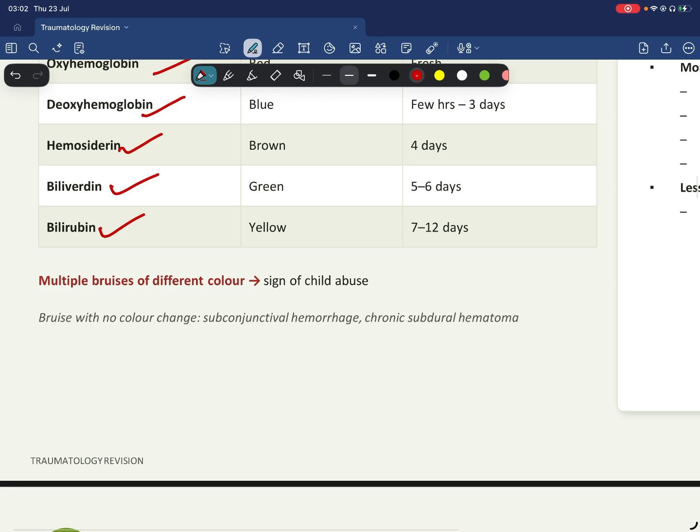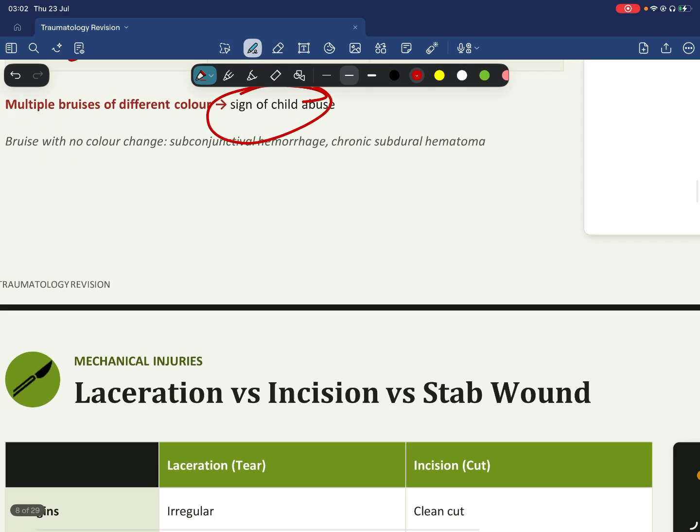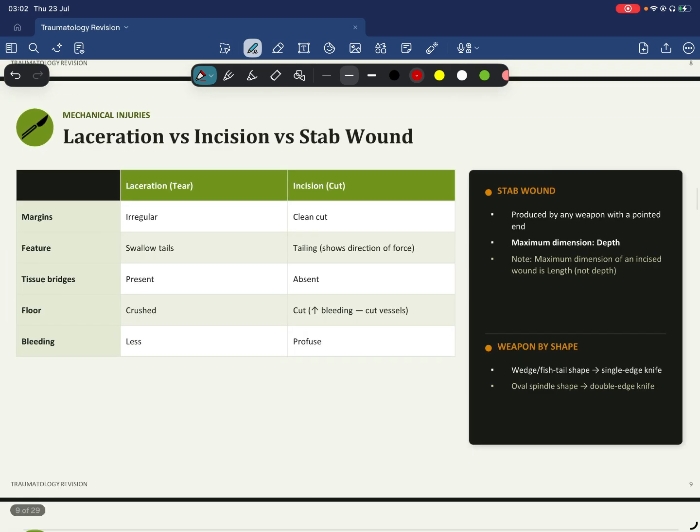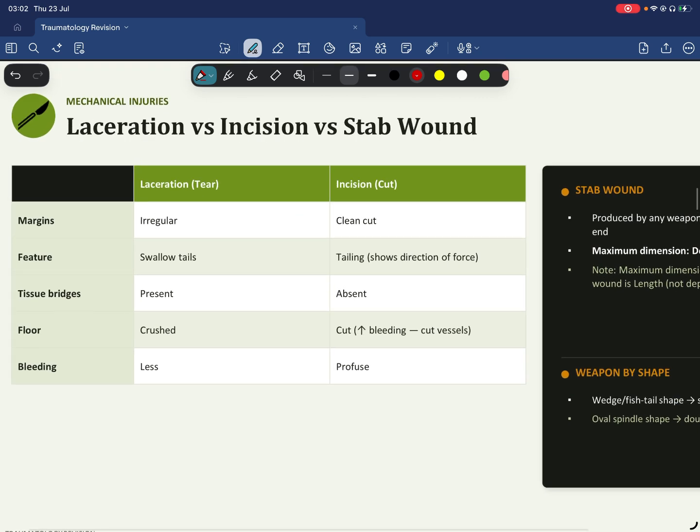Multiple bruises of different colors is a sign of child abuse. We have laceration, incision, and stab wound. In laceration, margins are irregular, whereas in incision, they are clean cut. A feature is swallowtail, which is seen at the end of the laceration, and tailing is seen at the end of the incision, showing direction of force.